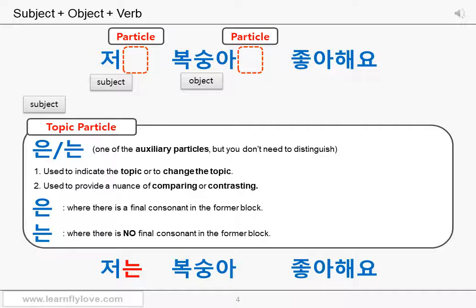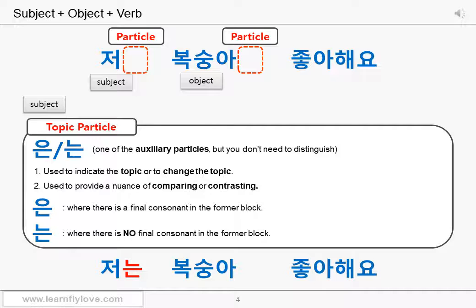When I hear 저는 with this particle 는, it sounds like you're saying as for me, or if I talk about myself, to me. Can you feel why I said this particle 는 is used to indicate the topic or to change the topic? This 는 can also be used when you make a sentence like, my friend doesn't like Star Wars, but I like it. You can use this 는 for both my friend and I part in the sentence because you're comparing yourself with your friend or vice versa.